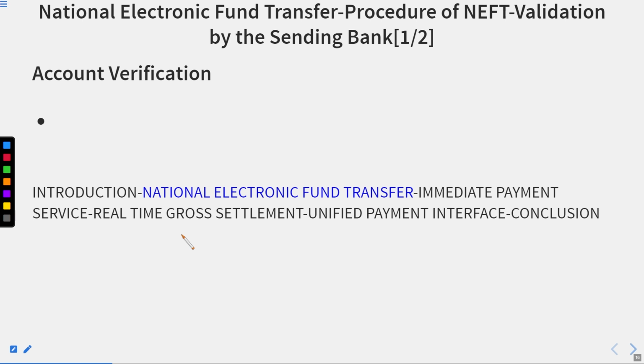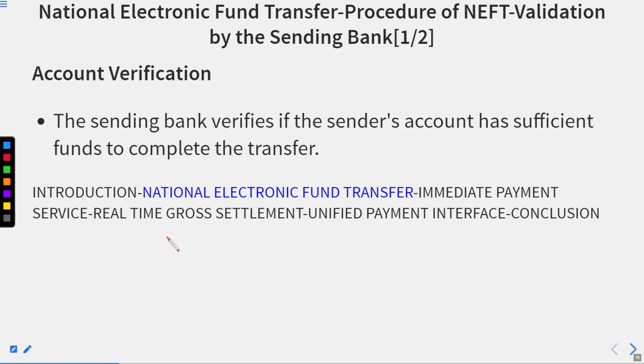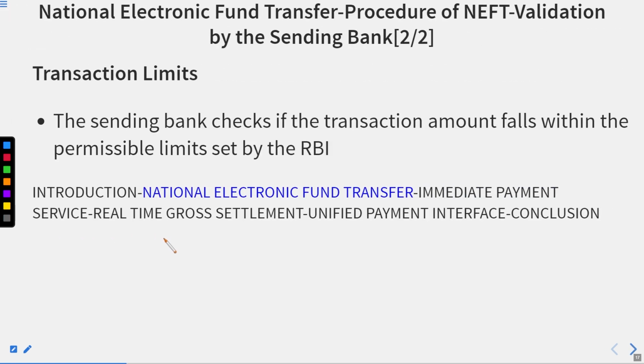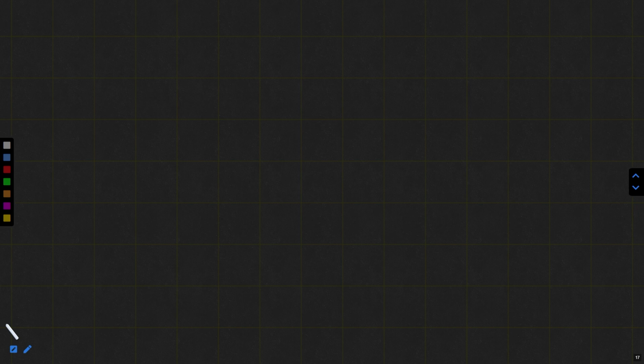Thereafter, validation by the sending bank. Account verification: the sending bank verifies if the sender's account has sufficient funds to complete the transfer. The sending bank also checks if the transaction amount falls within the permissible limit set by the RBI. So here we have the concept of the sending bank. What do we mean by the sending bank?